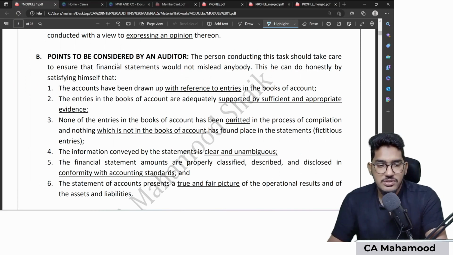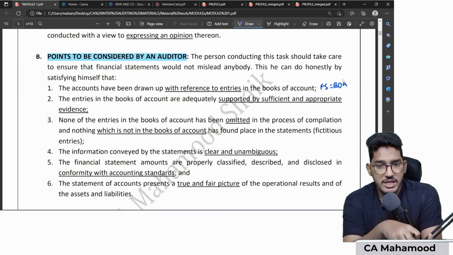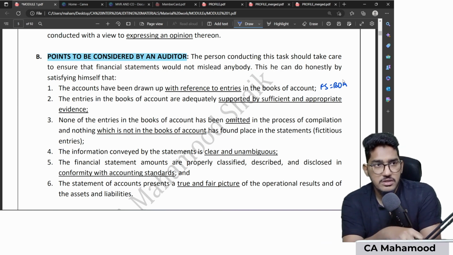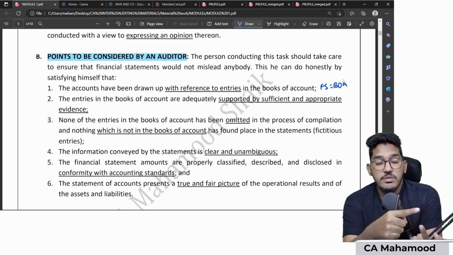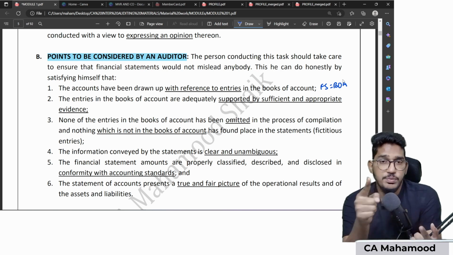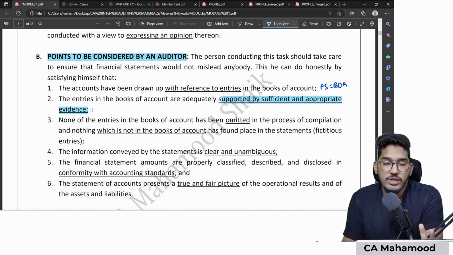Now coming to the main answer, which is what points are to be considered by an auditor before expression of an opinion. Very simple. First thing, I need to check whether the financial statements are matching with the books of accounts. As we all know, the financial statements are prepared on some source data. And what is the source data for the preparation of financial statements? Books of accounts. So as an auditor, first point which I need to satisfy myself is whether the financial statements are matching with books of accounts. Next one, second point, whatever entries which are there in the books of accounts, they should be supported by sufficient and appropriate audit evidence.